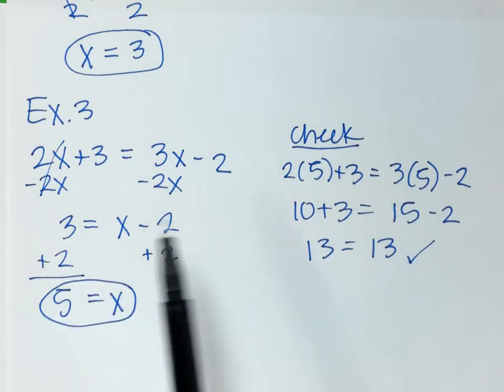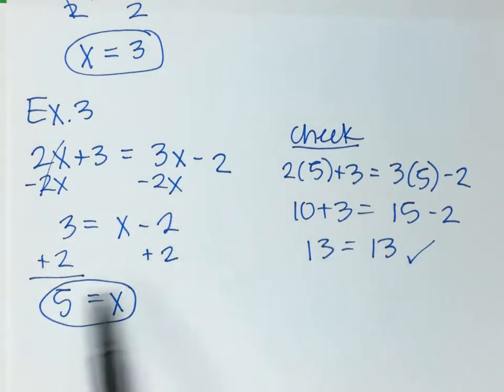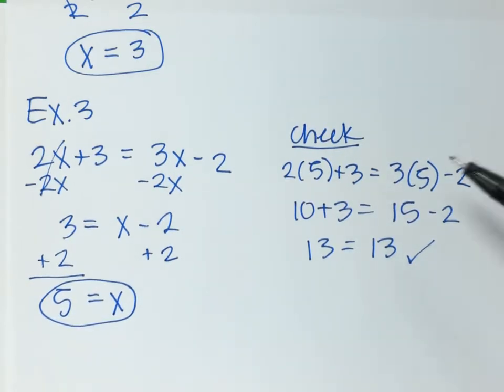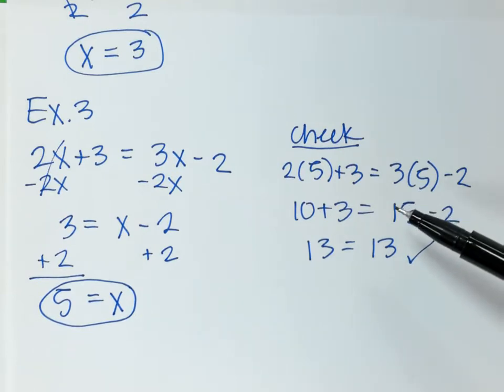And then that gives me 3 equals x minus 2, and then I want to add that 2 to both sides so that my constants are on the left and my variables are on the right. So that gives me x equals 5. And then when I check it, I plug in 5 for my x, and I get 13 equals 13. So I know that my answer is correct. Okay. Does everybody's work match mine?